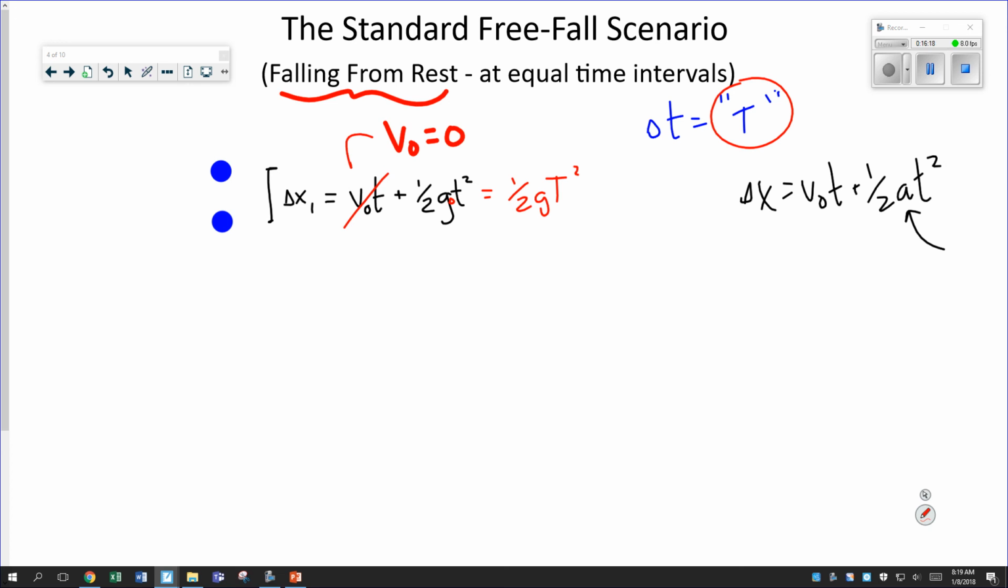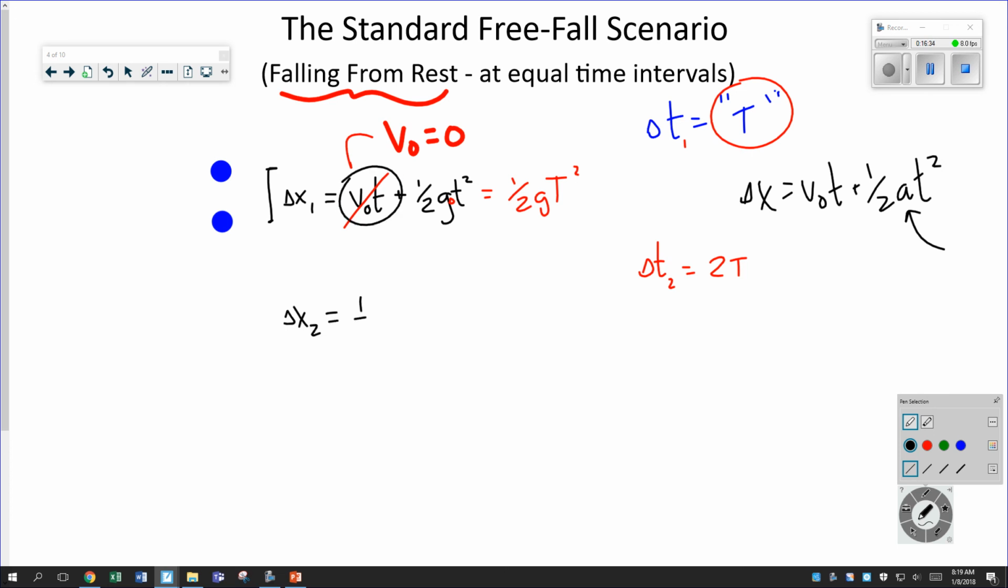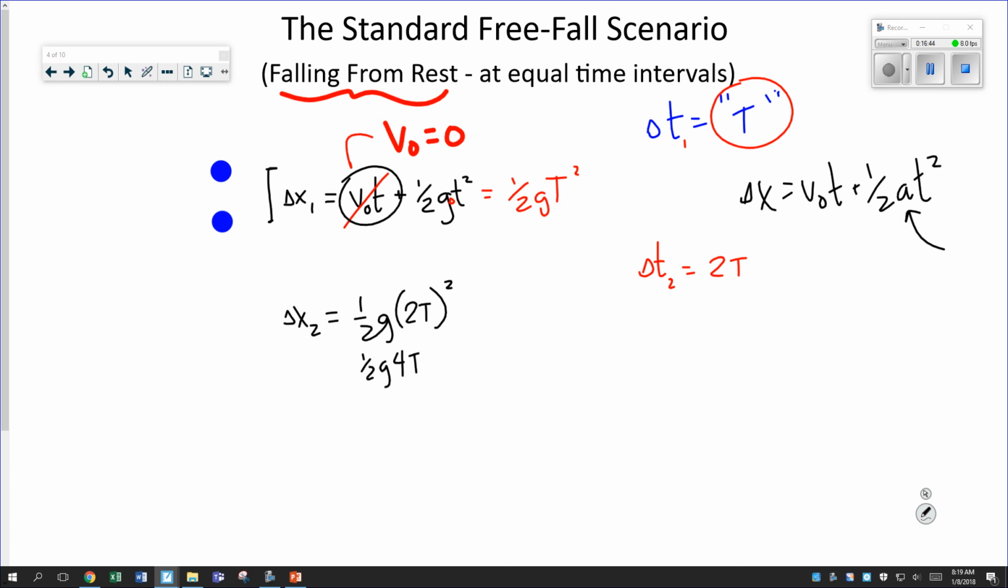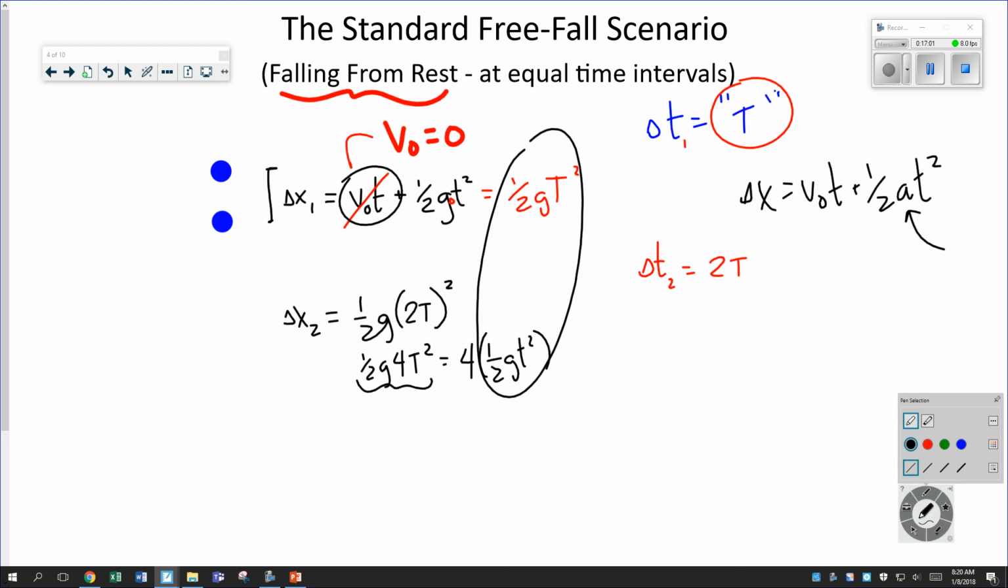at equal time intervals, in our second, there's our delta t1. We want a delta t now equal to 2t. So how far does this thing fall in twice that amount of time? Well, here's what happens. We get delta x2 is 1/2 g, careful, 2t squared. So that's 1/2 g times 4t squared. Or it's 4 times 1/2 gt squared, if we just change the order in which we write this stuff. So notice it's 4 times as far as that first delta x.